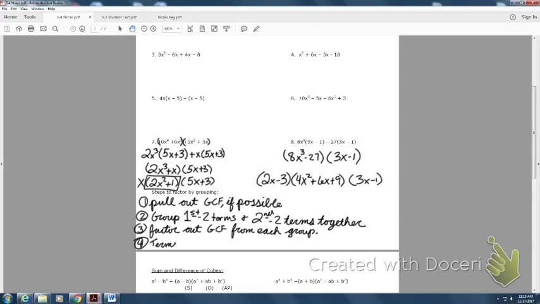And then the terms on the outside become one factor. And inside becomes one factor.